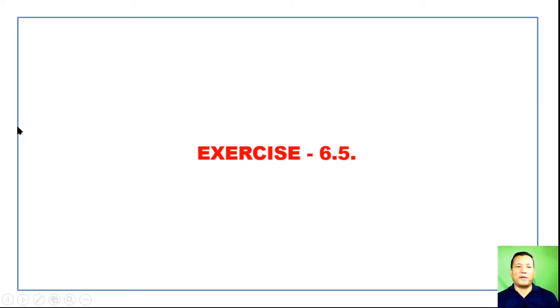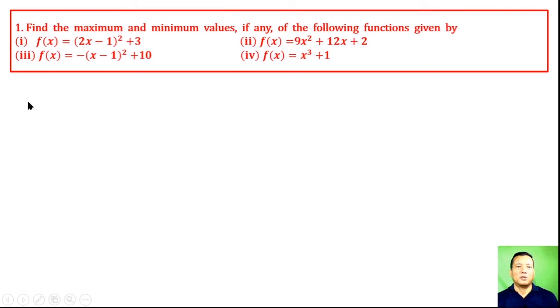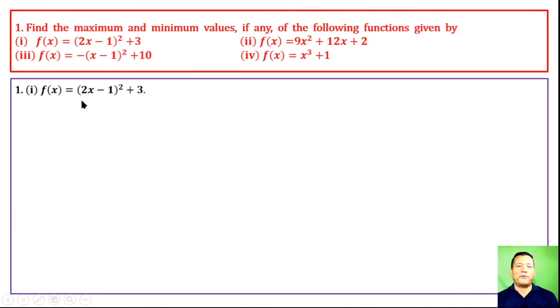Exercise 6.5. Find the maximum and minimum values, if any, of the following functions given by. For Roman number 1, f of x is this.